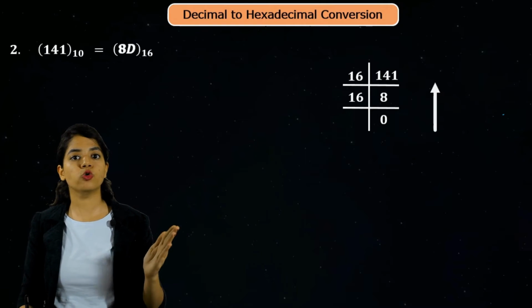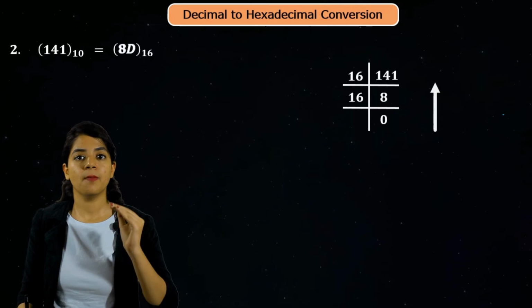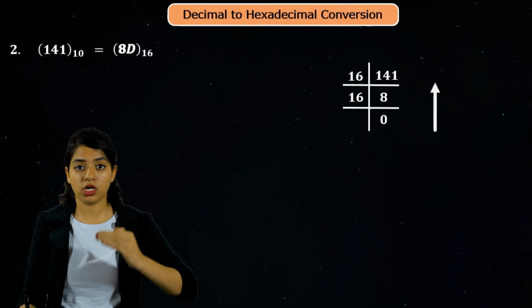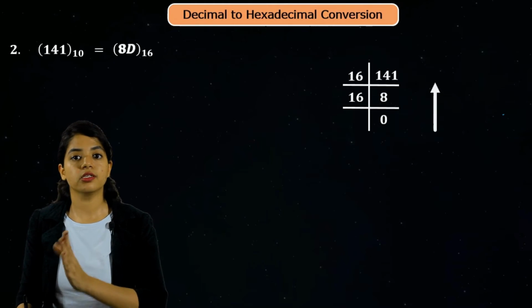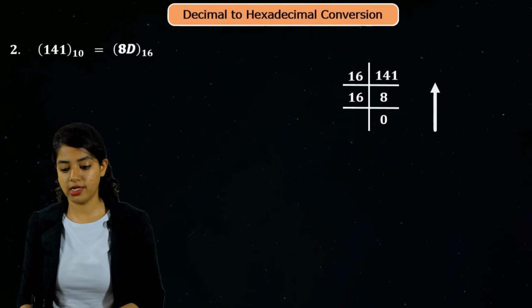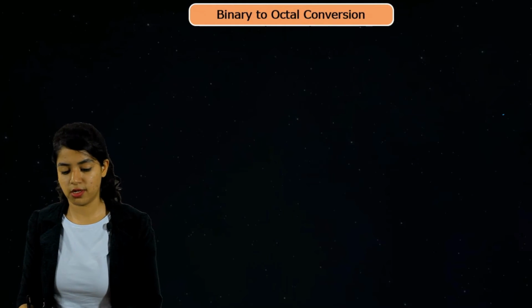Now you understood how to convert from decimal to other number systems. We have to divide it by the base of the number system and continue dividing the number until we get 0 on the right hand side here, right? Similarly, let's see binary to octal numbers conversion.